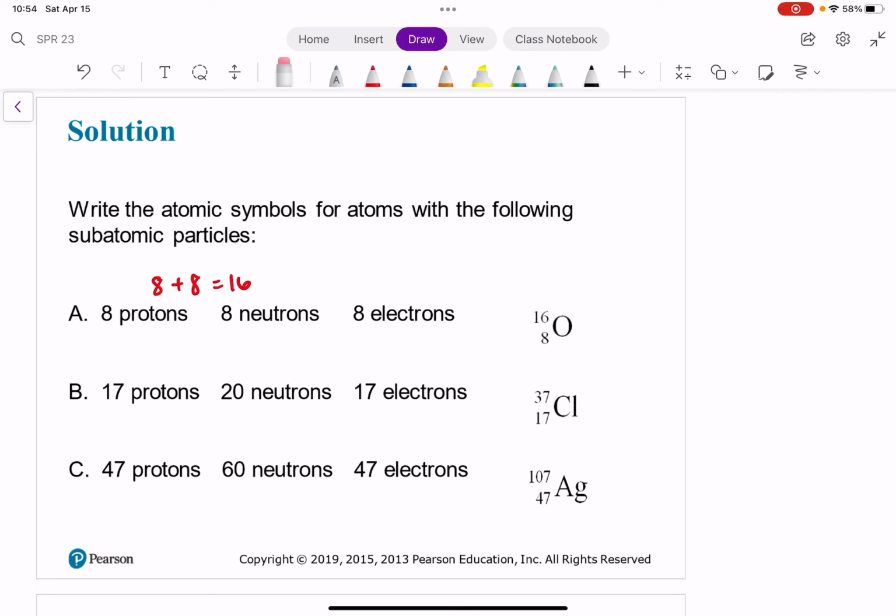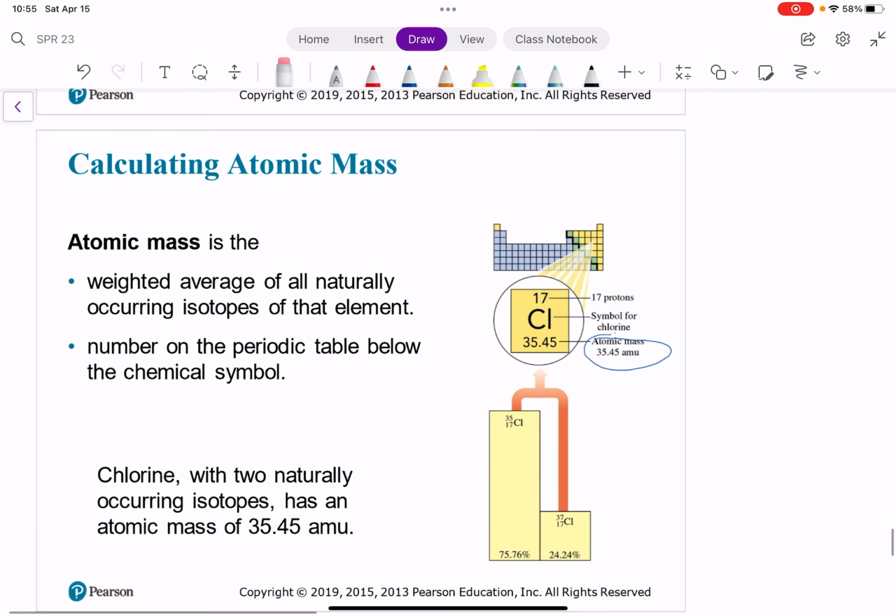All right, so for B, 17 protons means my atomic number is 17, so I have chlorine. My mass number is going to be the number of protons plus the number of neutrons, so that's going to give me 37. And then again, we got our atomic number. Our mass number is going to be 60 plus 47, which gives us 107. Okay. So hopefully that's starting to make a little more sense here.